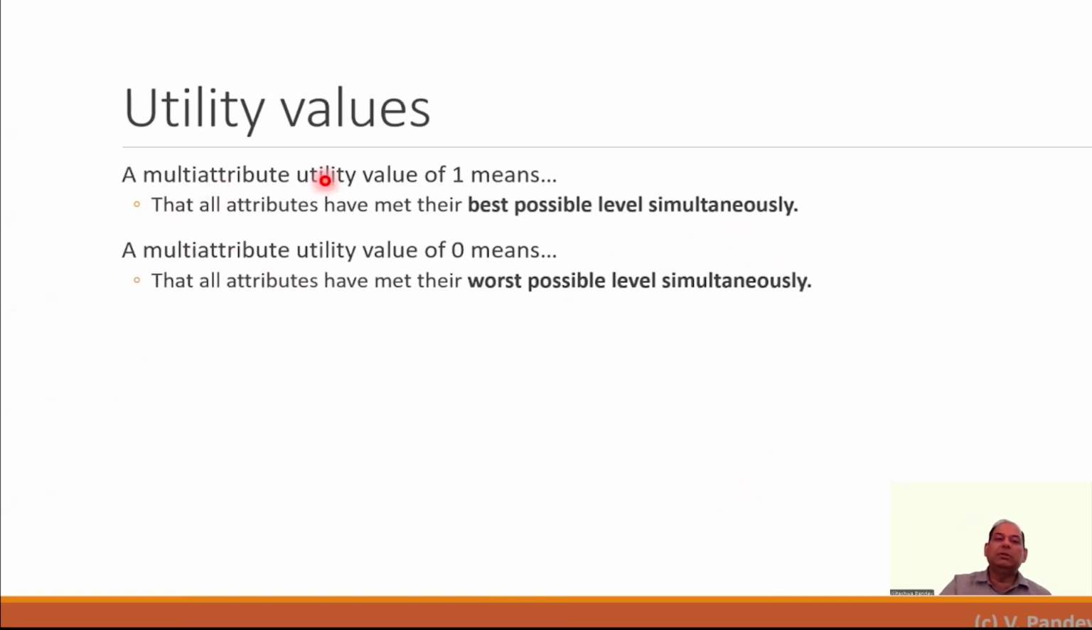We say, okay, a multi-attribute utility value of 1 means that all attributes have met their best possible level simultaneously. And a multi-attribute utility value of 0 means that all attributes have met their worst possible level simultaneously. So just one simple generalization and a definition, and then we're good to go. Now, obviously, this means best level in the range of negotiability, not best global. So in the range of negotiability that you've defined, they have hit the best level here. And then we assign that the utility of 1, we assign this the utility of 0, and then all other options, which will live in that, so to speak, hypercube, will have a utility between 0 and 1.